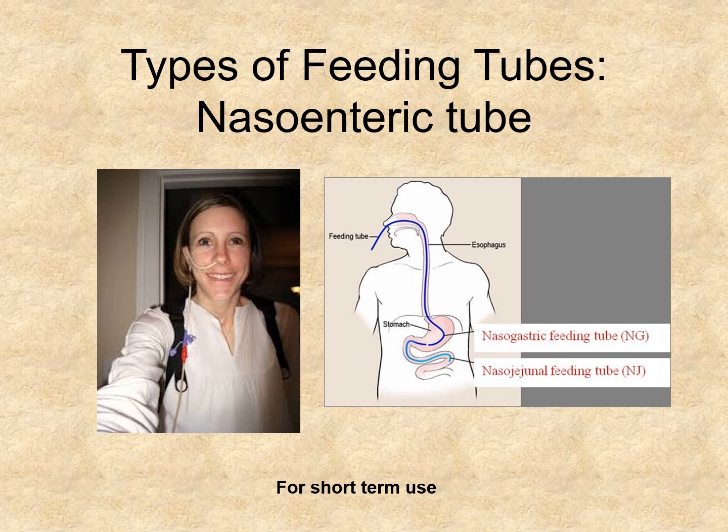So, types of feeding tubes. A nasoenteric tube. There's nasogastric, nasojejunal. Nasogastric is just what it says: it goes through the nose and into the stomach.